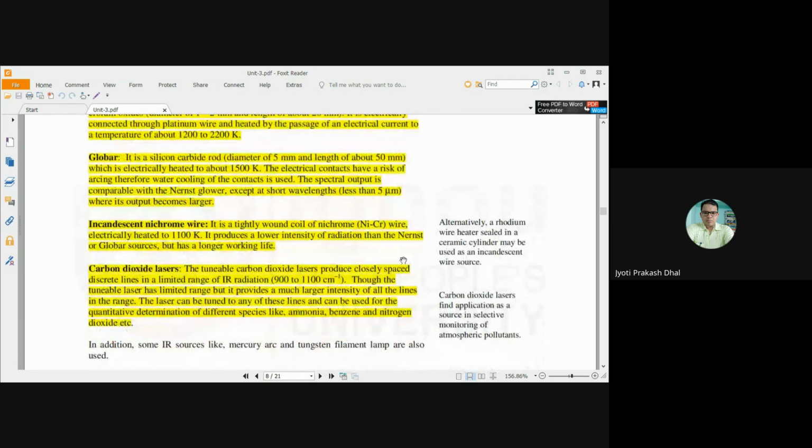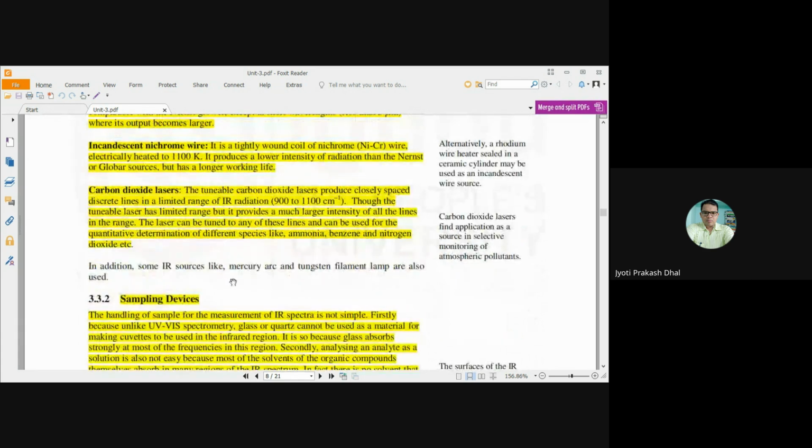Now the next one is nichrome wire, that is incandescent nichrome wire. It is typically a coil of nichrome wire, nickel chromium alloy, electrically heated to around 1100 Kelvin. It produces a lower intensity of radiation than the Nernst glower or globar. And the next one is carbon dioxide laser. It is a tunable carbon dioxide laser that produces closely spaced discrete lines in a limited range, around 900 to 1100 centimeter inverse.